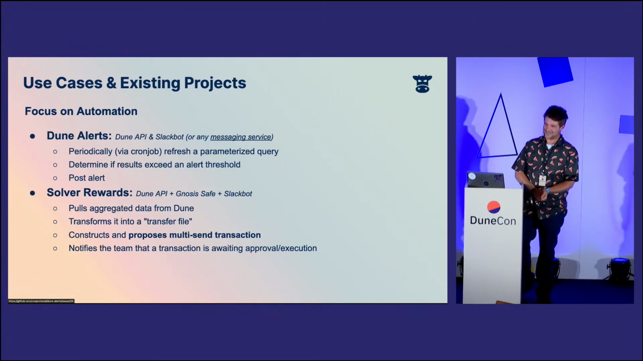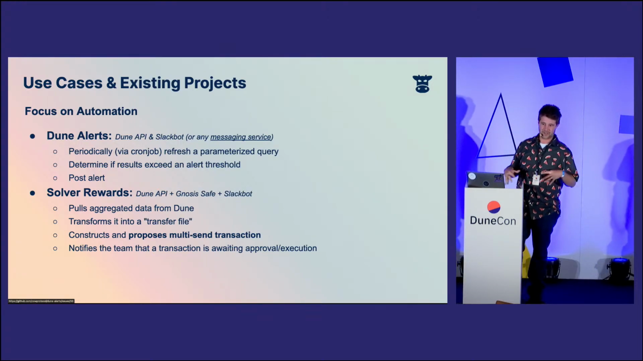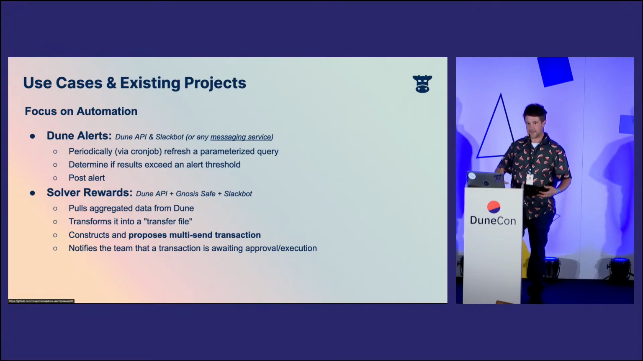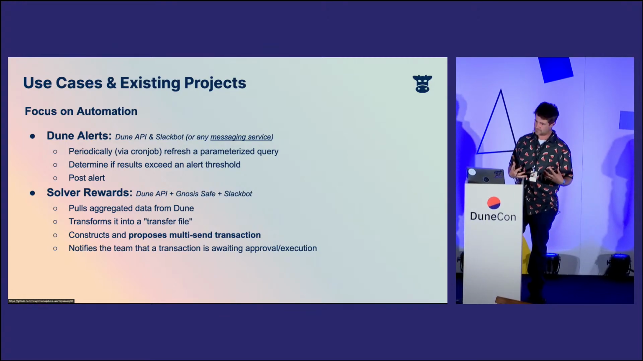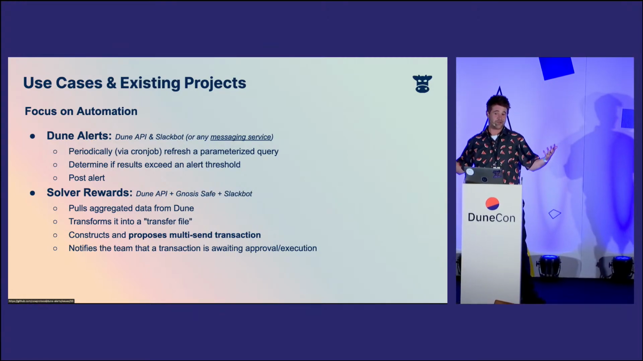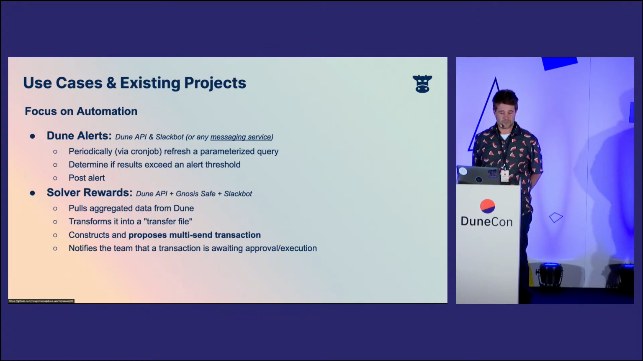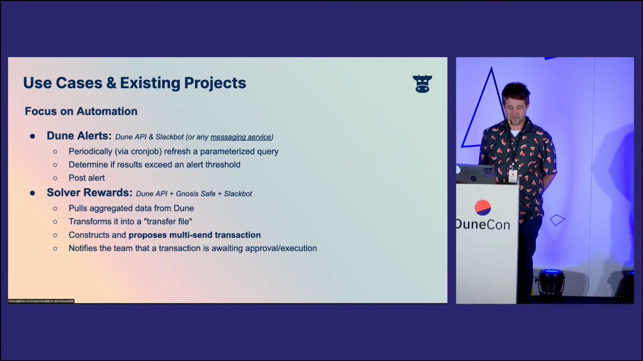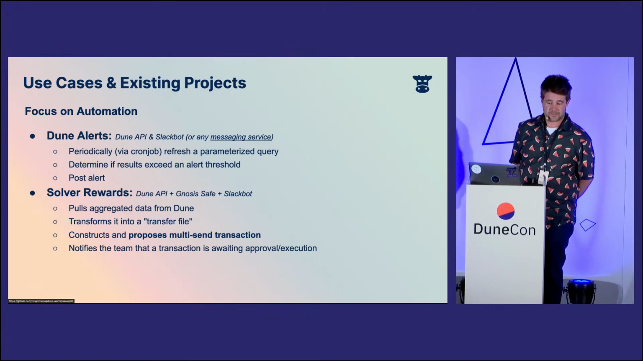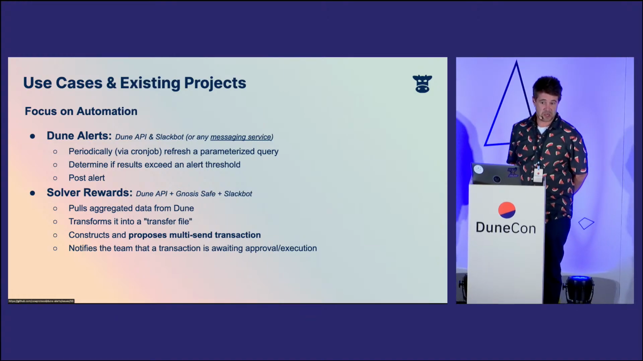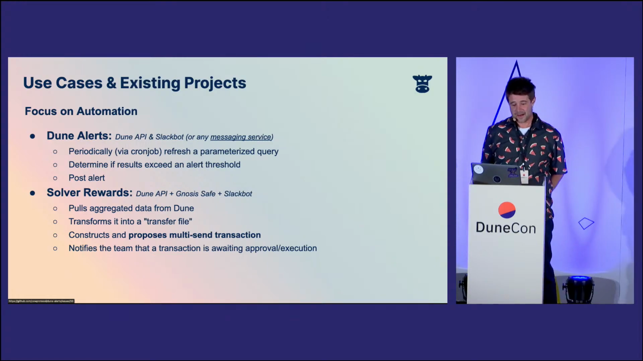All right, so let's look at some use cases and existing projects. A lot of this is focused entirely on automation, building services and cron jobs that fetch some information from Dune that's relevant to you and do a thing. So Dune Alerts is really just the Dune API integrated with Slack so that you can periodically refresh a parameterized query, determine if there's something unusual you'd like to be alerted about, and post an alert to Slack.